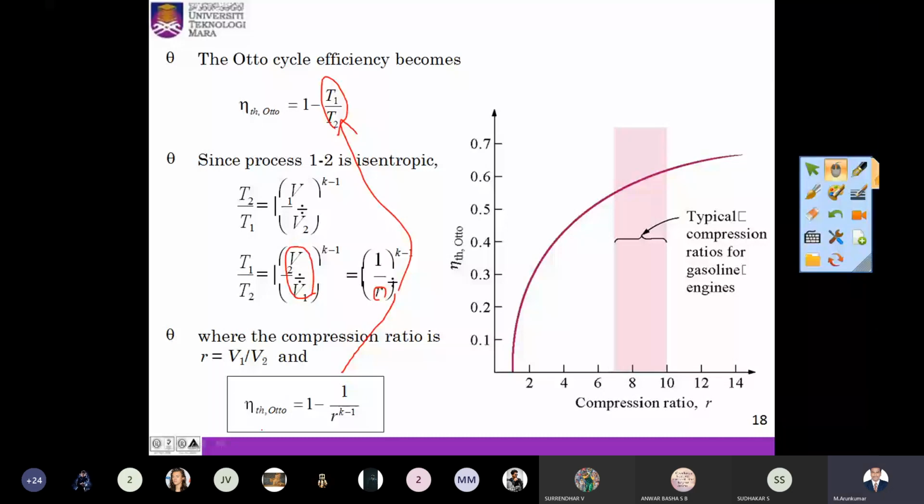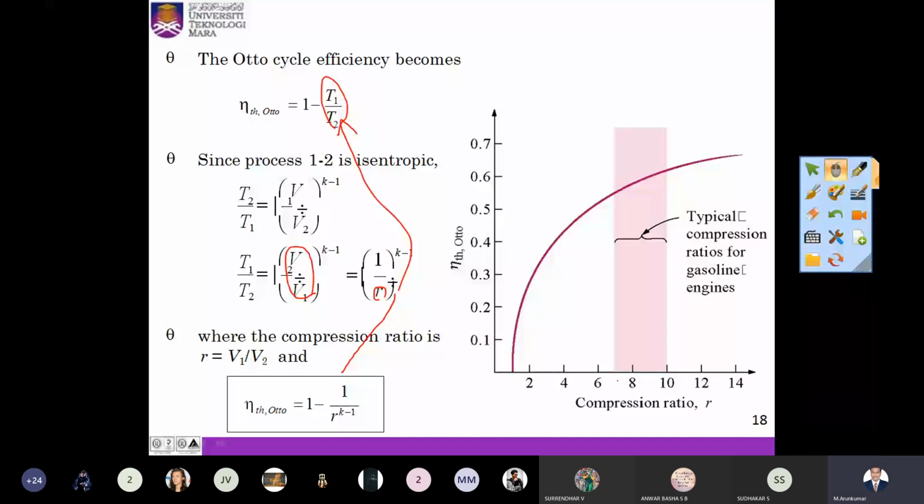Then this is the comparison of thermal efficiency of Otto cycle with compression ratio. There is a direct proportion between these two. If the compression ratio gets increased, we can get increased thermal efficiency. The range from 6.5 to 10 is the typical compression ratio for gasoline engines. So in our automobiles, there will be a compression ratio in this range from 6.5 to 10.